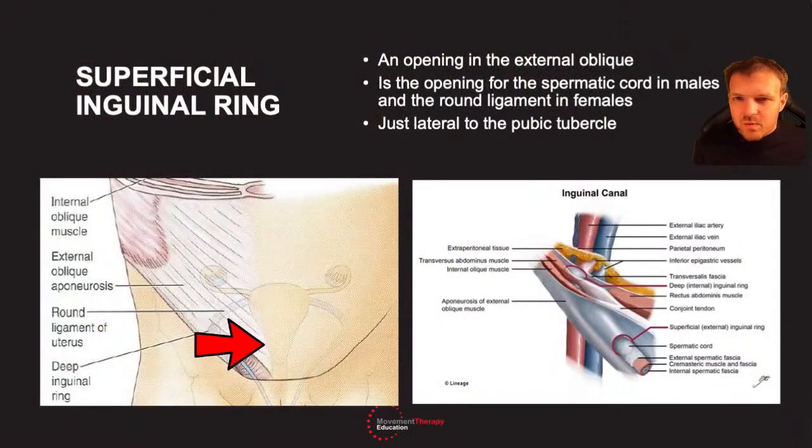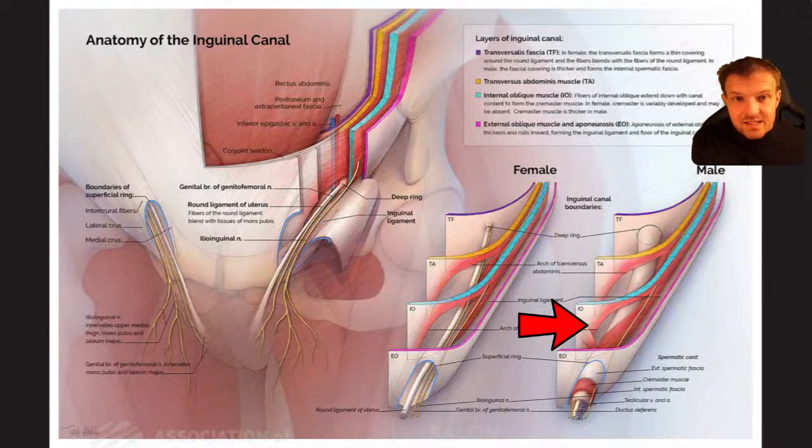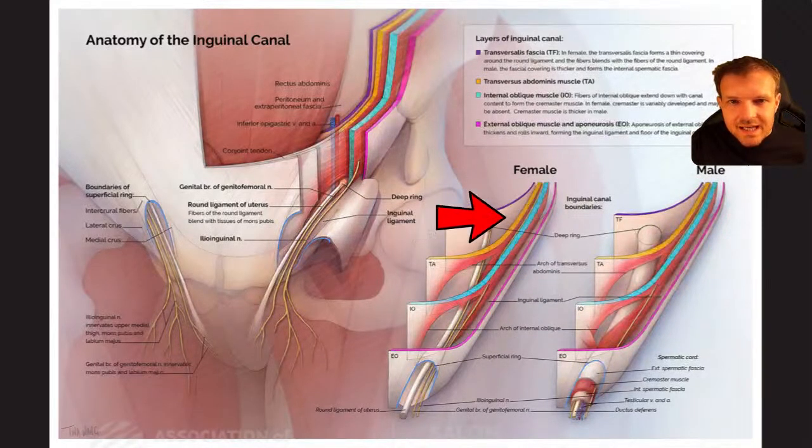Cool. So that's what we've just seen there. So in females, obviously the round ligament comes through. In males, it's the spermatic cord just there. And this is a really nice image actually of the differences. So you can see all the different layers and then the structures that pass through.